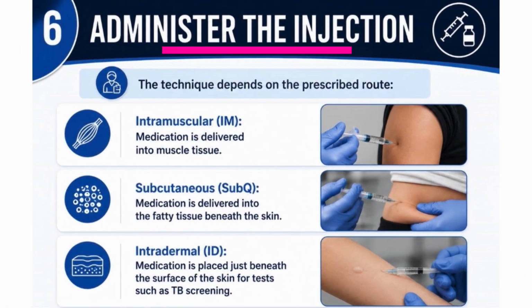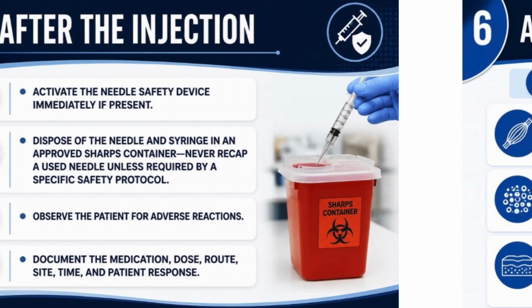Okay, so you want to administer the injection. So intramuscular will be medication delivered into the muscle tissue. Subcutaneous will be medication delivered directly into the fatty tissue beneath the skin. And then you have intradermal, which is medication that is placed just beneath the skin. So that is used for TB and allergy tests.